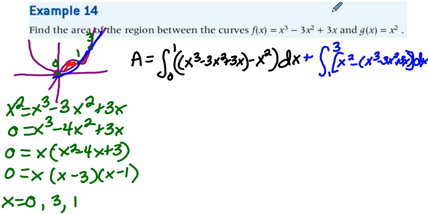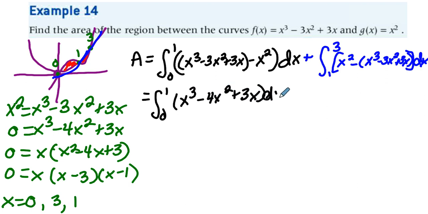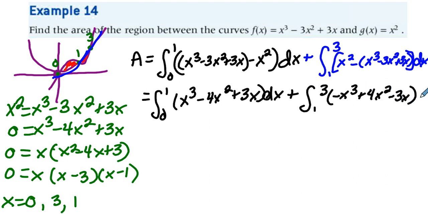And again, all of this so far has been able to be done without a calculator. So when I do this, I'm just going to simplify my integral statements. So I'm going to subtract that x squared. So that's the integral of x cubed minus 4x squared plus 3x dx, plus integral from 1 to 3. So I'm going to get a negative x cubed, and then 1 minus a negative 3, so that's plus 4x squared minus 3x with respect to x. Just checking my negativities here. That one's good. And that one's good. Okay, so now we're going to go ahead and integrate.